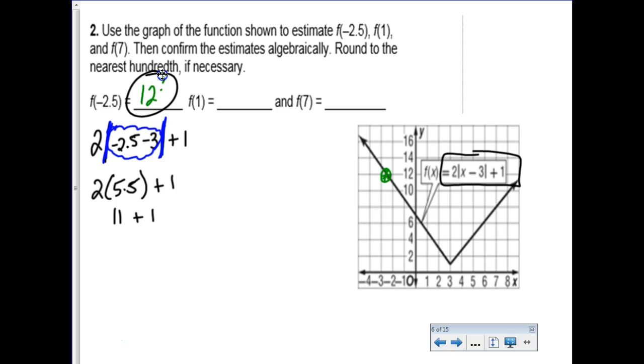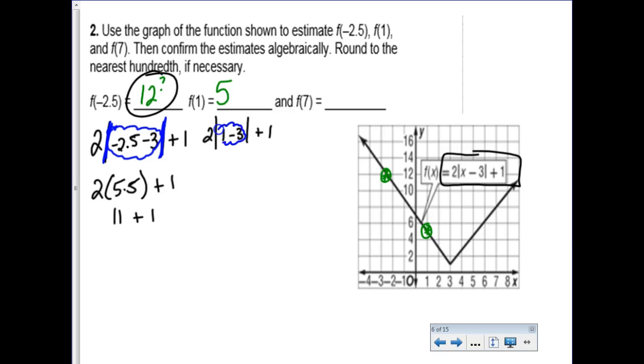Good job, estimators. Let's try to estimate from the graph now for x equals 1. So go over to x equals 1, find the function, and can you estimate for me what you think the output is right there? And these are counting by 2's this time, so it's right between 4 and 6. So we're thinking it's 5, but we're not sure. We got to go confirm it. So you're plugging in a 1 for the x. So 2 times the absolute value of 1 minus 3 plus 1. All right, let's see.